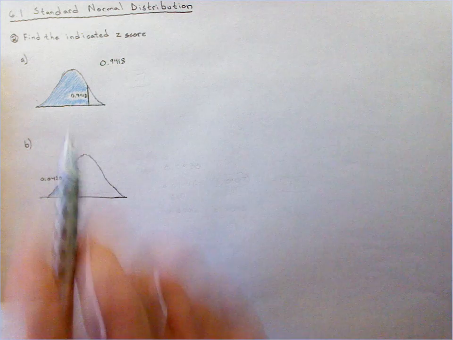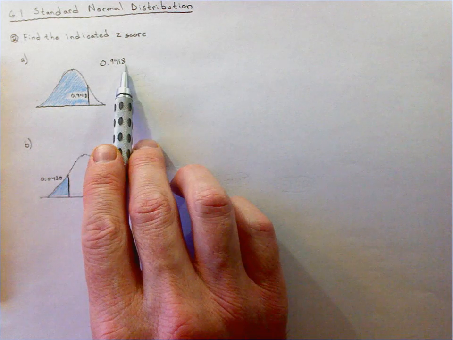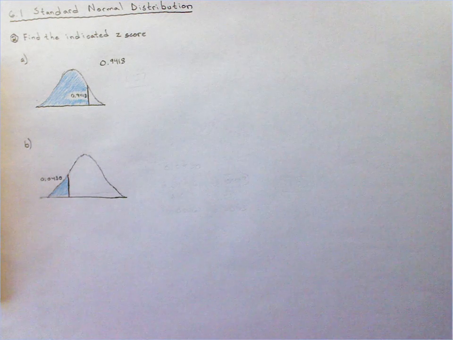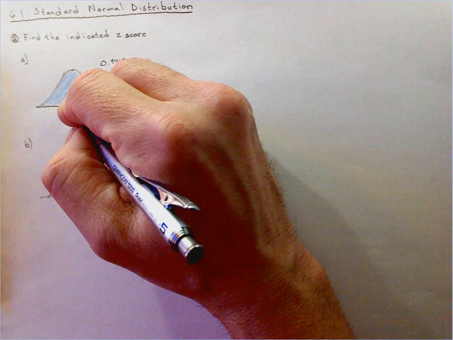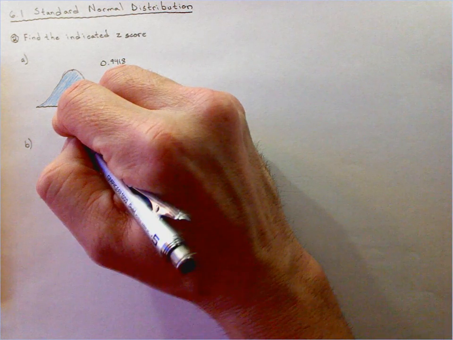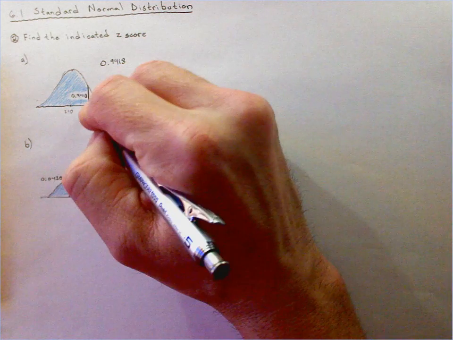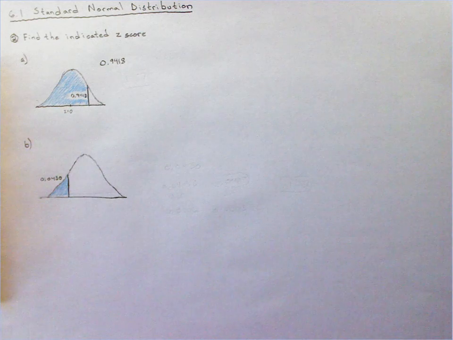Whenever I look at this, if I just see this area, I know that it's going to be a positive z-score because it's closer to 1. Just common sense, right here, this is z equals 0. I'm going to the right of it, so I know I have a positive z-score.